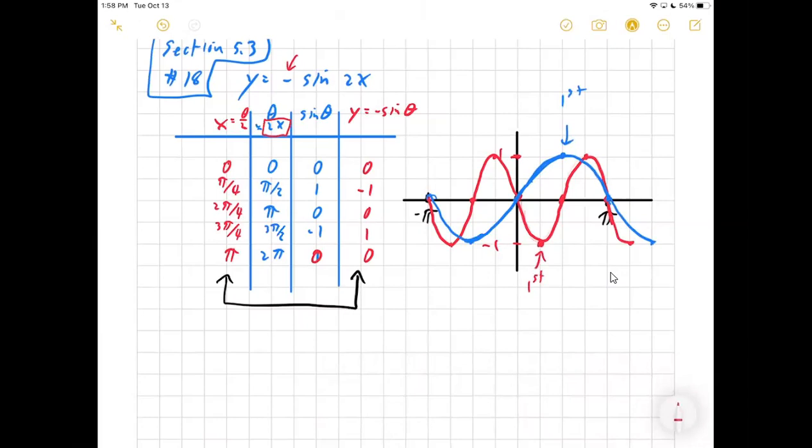Okay, so we can flip over the sine function and then compress it, or we can compress and flip it. It doesn't matter because the horizontal and vertical changes are independent of each other. So that's what that one would look like. Let's move on to number, we'll just do number 20 because it involves a cosine.